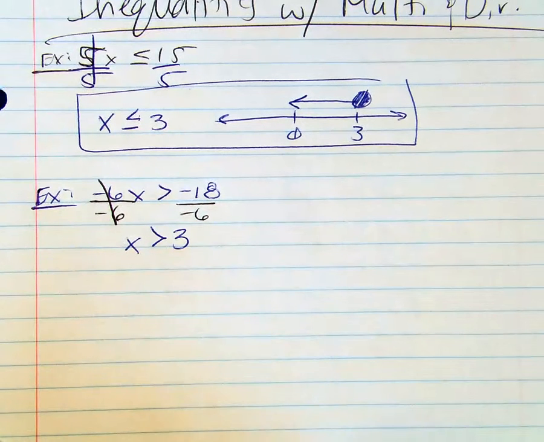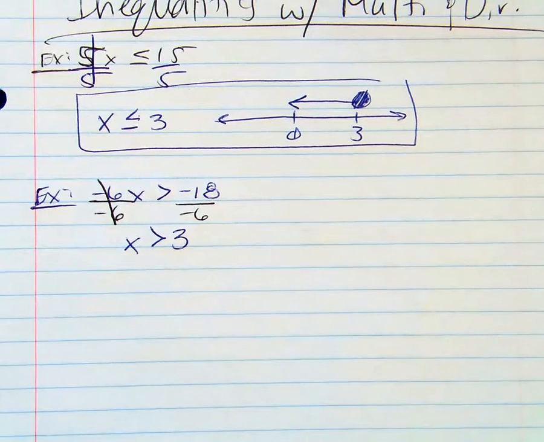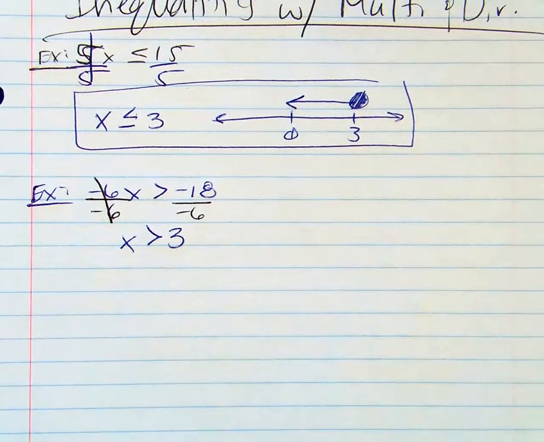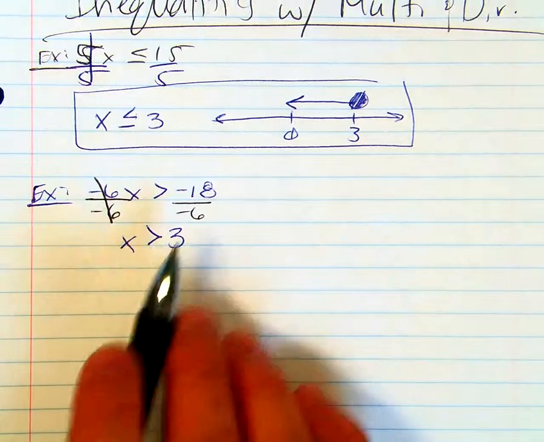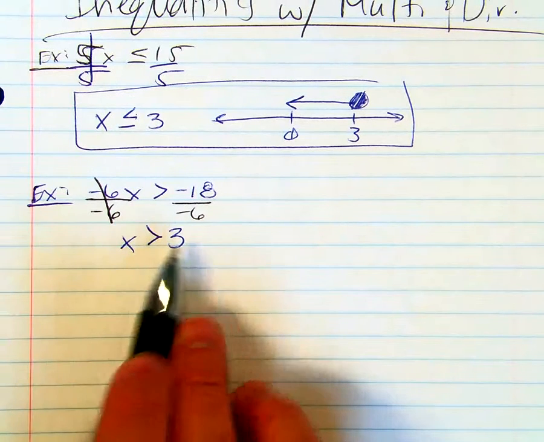And by completely wrong, I mean that this answer right here is literally the exact opposite of what we should have. The way that we know this is wrong is by checking our answer. And we haven't really spent a lot of time talking about that, so let's briefly do that. You can check the answer to an inequality just like you can check the answer to an equation. You plug your answer back in.